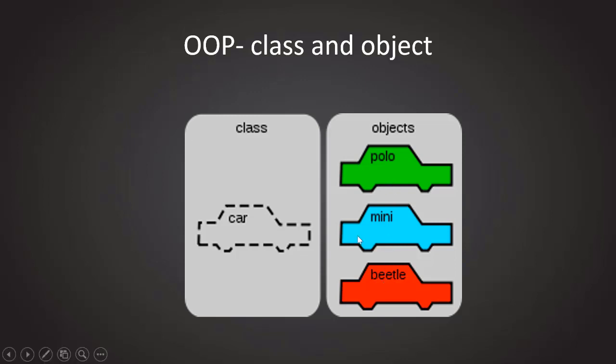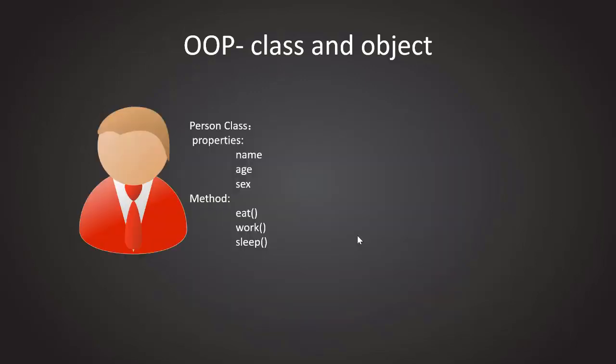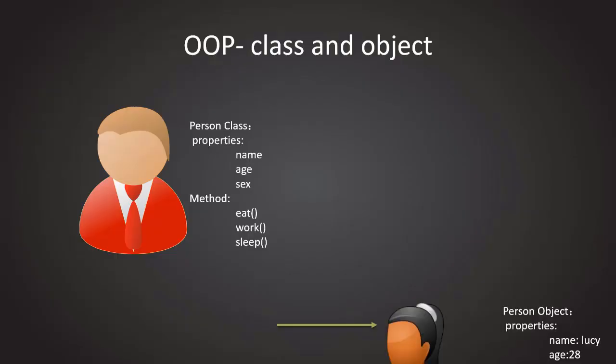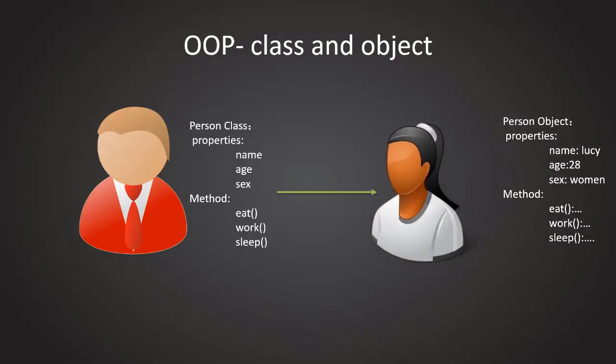Now, let's see one more concrete example. Here we have a person class. A person may have a name, age, sex, etc. And also, we may have behaviors like eat, work, and sleep. We have a real instance of the person class with specific information: her name is Lucy, she is a girl and 28 years old. And we have specific behaviors such as eat, work, and sleep, etc.